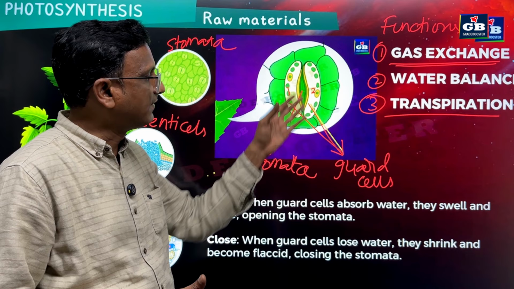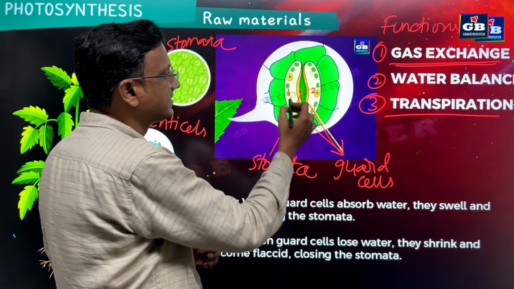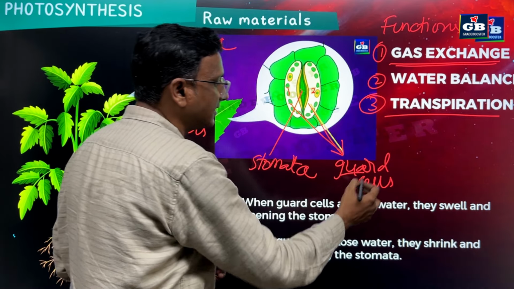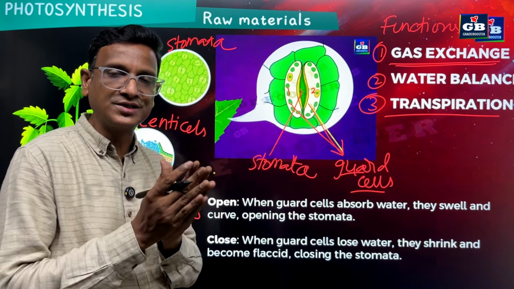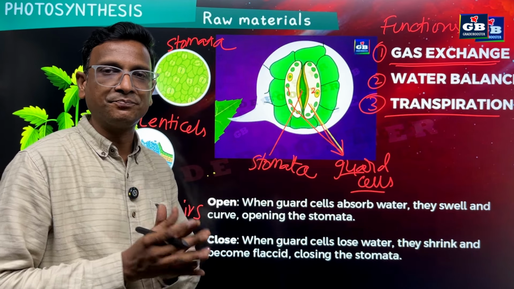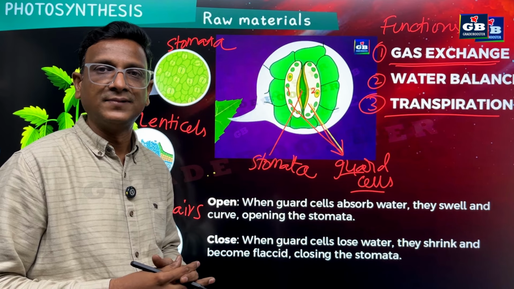Right, children? So these are the functions of the stomata. So what are the parts here? Stomata is surrounded or covered by guard cells. These guard cells operate like doors. They close and open. How are they operated? What is the mechanism? Let us see.